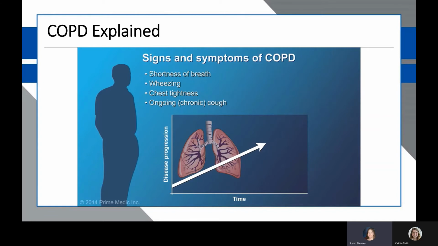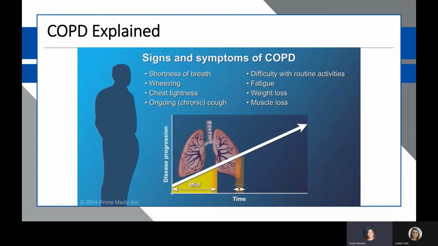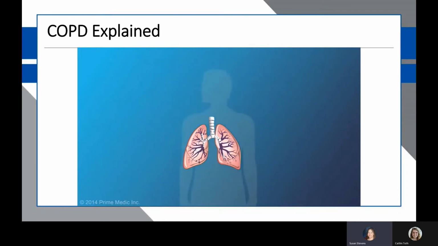As COPD symptoms worsen, breathing requires much more energy, and it can get harder to exercise or do routine activities like getting dressed or climbing stairs. This may lead to fatigue, weight loss, and muscle loss. People with COPD can experience a variety of symptoms. Different stages of COPD range from mild to moderate to severe.